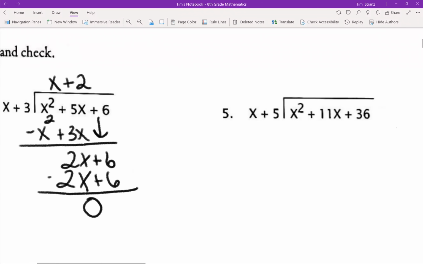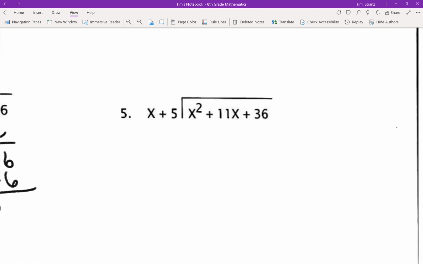Okay, let's look at number 5. Again, x times what is going to give us this first term, x squared? Well, we know x times x. I'm going to multiply that out. X times x is x squared. X times my 5 here is going to be 5x. I'm going to subtract here. The x squareds cancel out. 11x minus 5x is 6x. I'm going to bring down my 36.